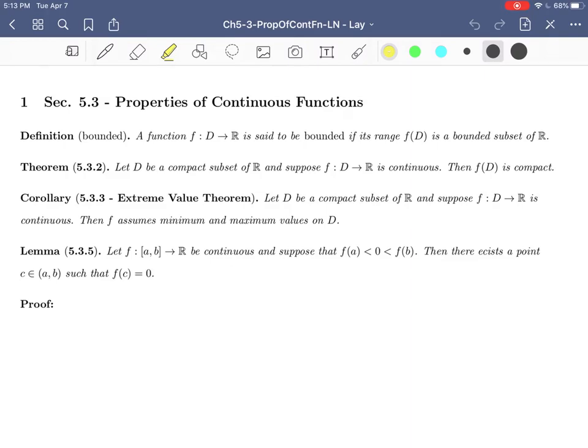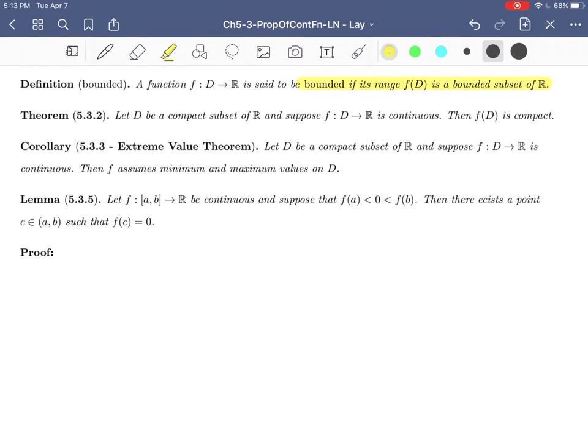A function f with domain D and codomain the real numbers is bounded if its range f of D is a bounded subset of the real numbers. So we lean back on what it means for a set to be bounded, but that's the way we define how a function is bounded.